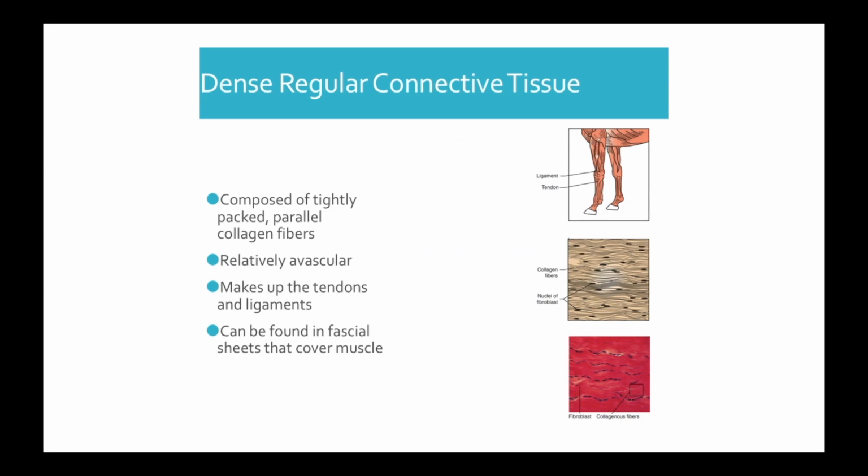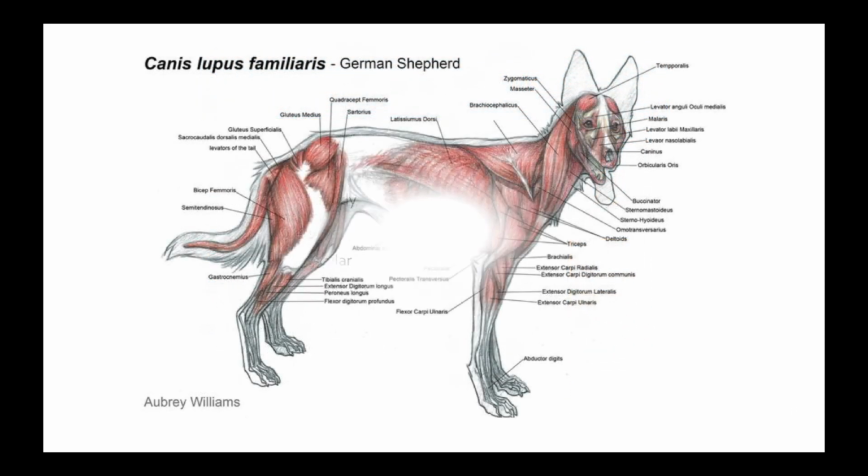And then we're going to get into dense regular connective tissue. It's composed of tightly packed parallel collagen fibers. It's relatively avascular, so not containing a lot of blood connections throughout, and it makes up the tendons and ligaments. It can be found in the fascial sheets that cover muscle. So we'll start talking about fascia when we talk about muscle.